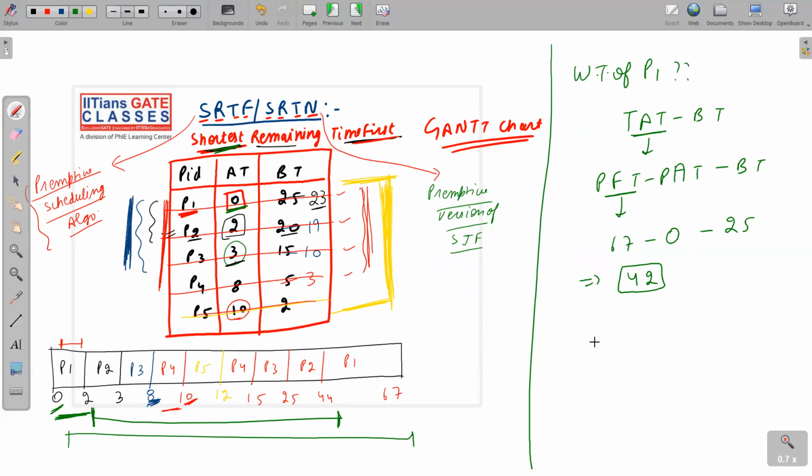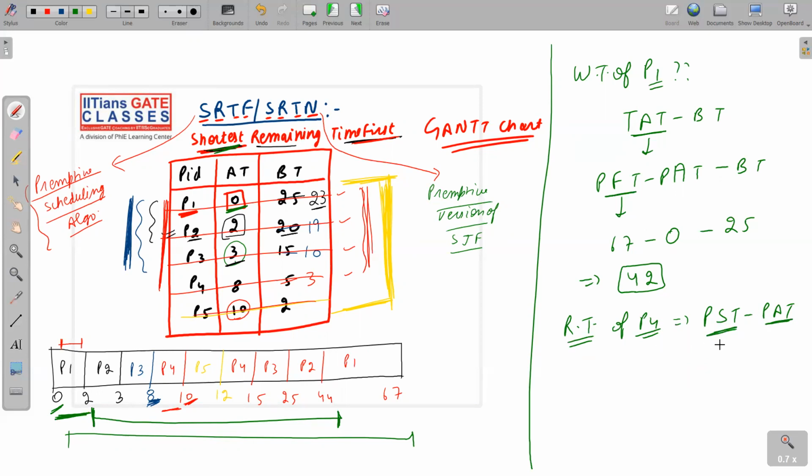Now let me show you something. Say I want to find the response time of P4. I'm just doing questions randomly, whatever question is coming to my mind. So response time of P4 will be what? Response time was process start time minus process arrival time. I think you already know the formula. You just have to apply the formula and you will get the answer.